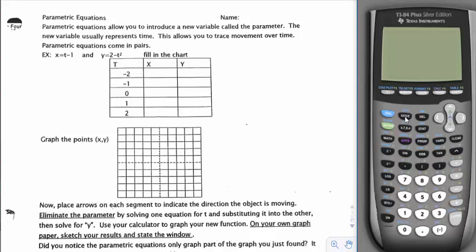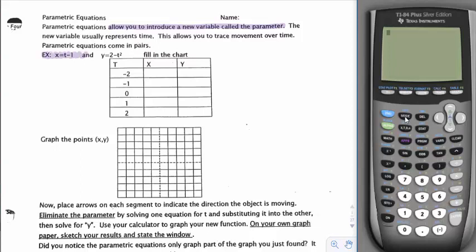So some of the notes I have up here for you already. Parametric equations allow you to introduce a new variable called the parameter. That variable is going to be called t, and this variable typically represents time. So what we're going to be able to do is not just have a graph, but see how that graph, or a point on that graph, is traveling. How is that point traveling along the curve? We're going to add time into the functions that we are already used to drawing.